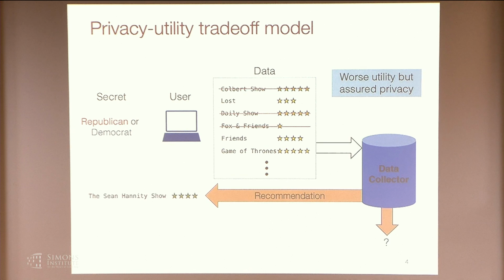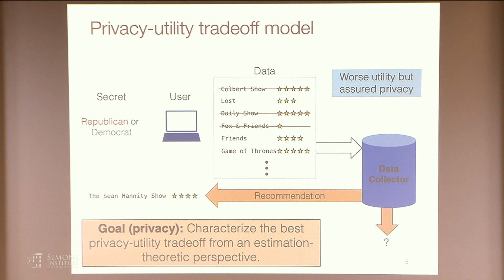In this case, they might have a good utility. They might have good privacy. Everyone likes Lost. Everyone likes Friends. Everyone really loves Game of Thrones. But at the same time, the quality of the utility that they receive might be a little bit worse. Right? They might receive a recommendation for a show that's very popular, but they're not very interested in. And the goal of this talk is to understand this privacy utility trade-off from what I call here an estimation theoretic perspective. And I'll make that precise as I go along.